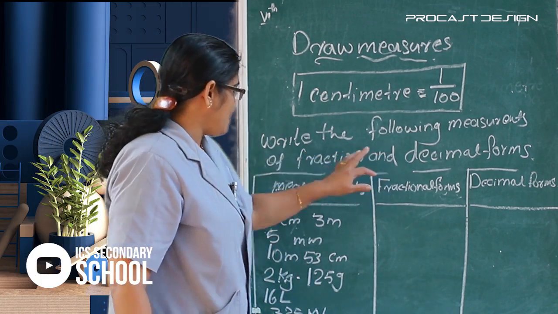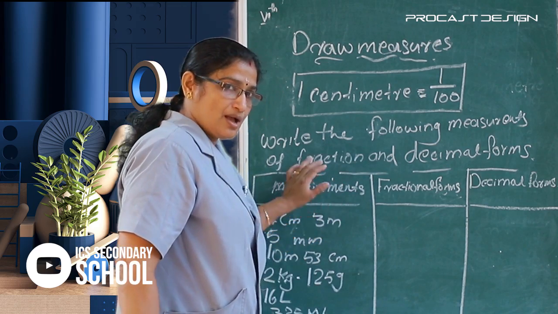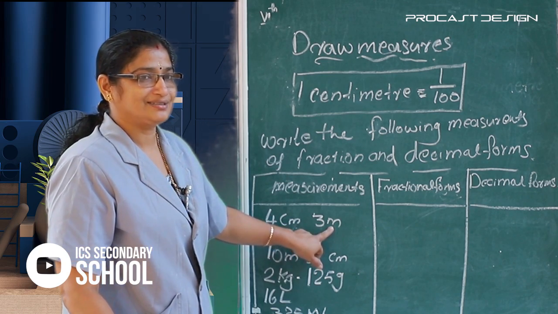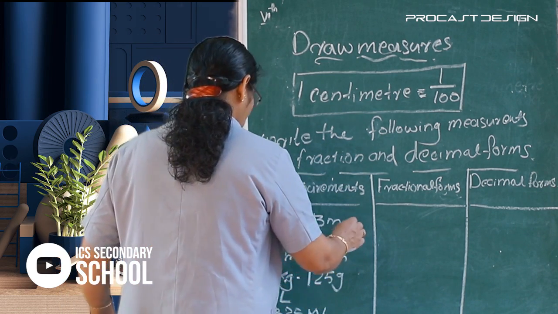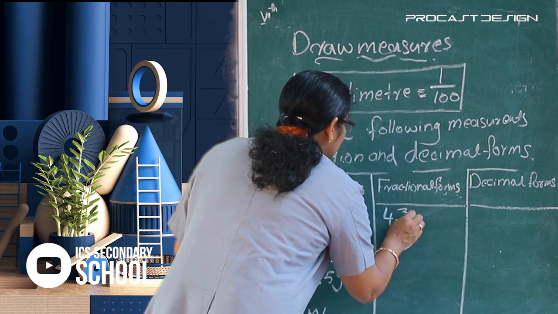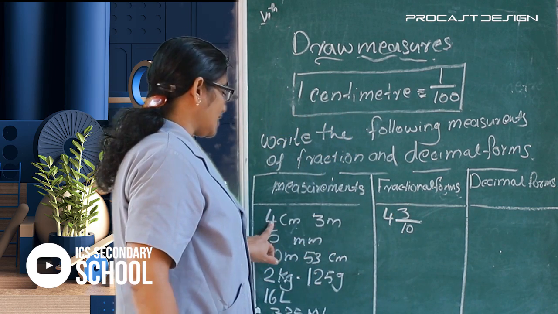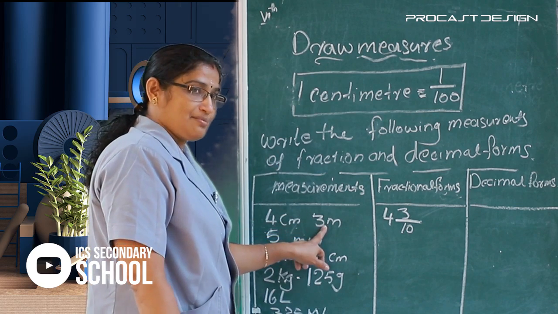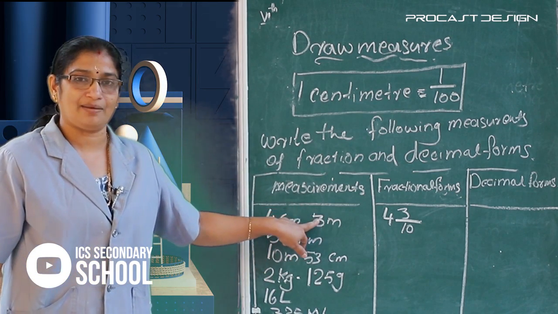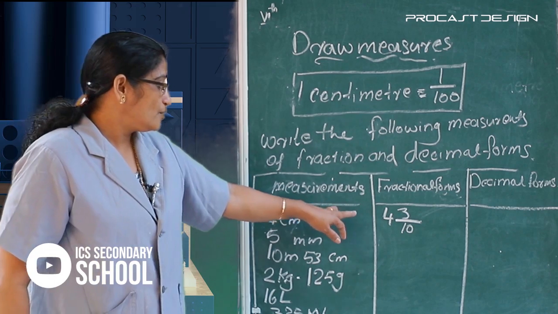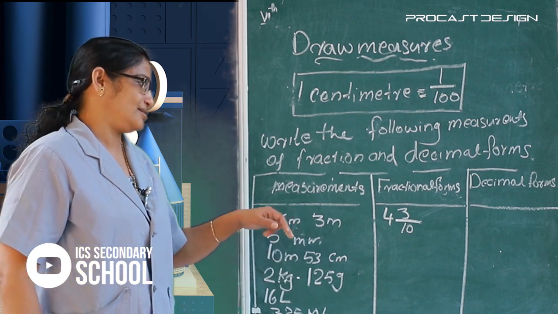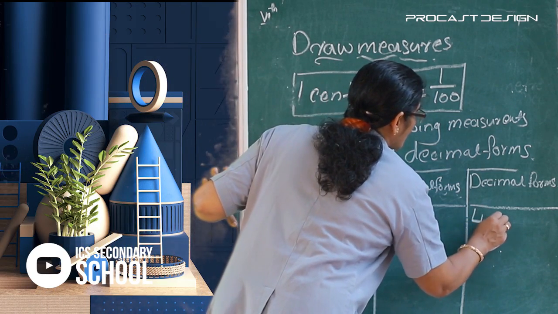Write the following measurements in fraction and decimal form. Measurement: 4 centimeter and 3 millimeter. Fractional form: 3 by 10, where 3 is the millimeter. Decimal form: 4.3 centimeter.